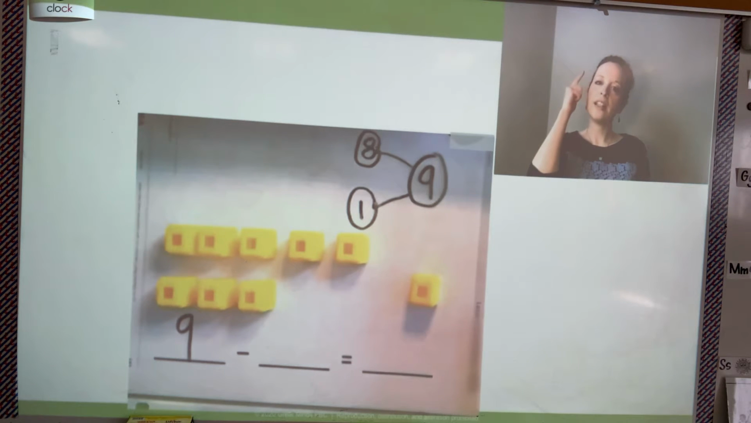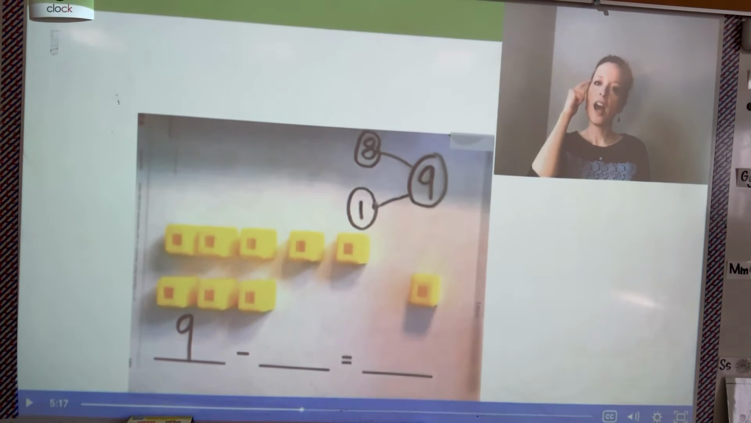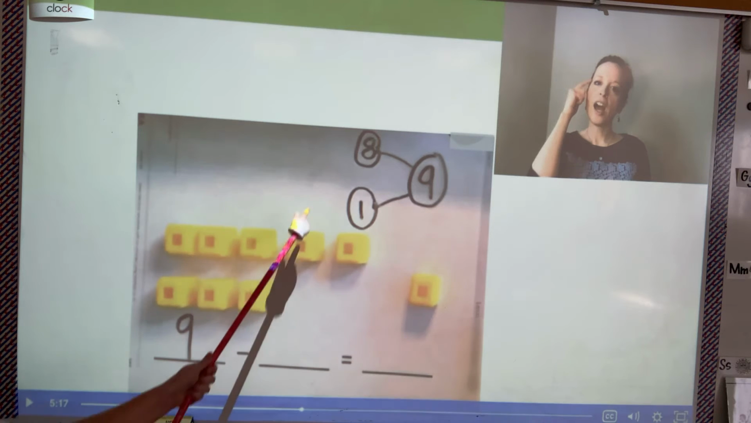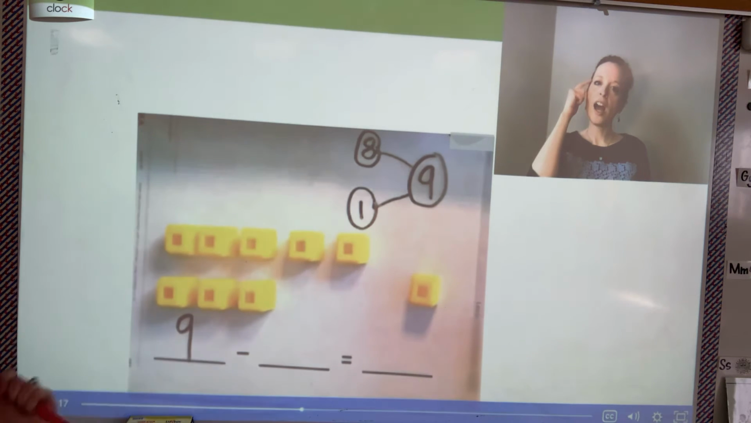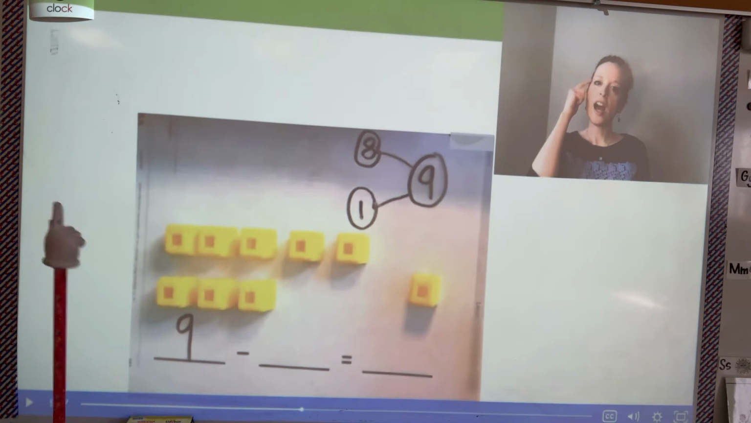Think. Show me with your fingers the number that you think goes in our second blank. Show me with your fingers the number you think goes there. Is it going to be 8 or is it going to be 1? Show me. Nicole, that's 5. Oh, you're showing me your fingers. I'm seeing a lot of friends show me 1. Let's see if they're right.